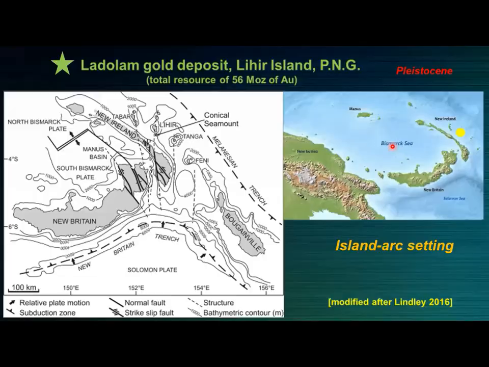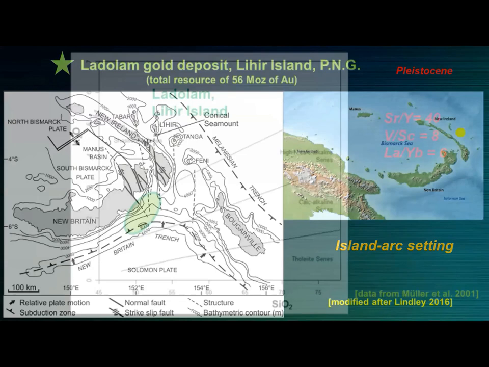And last but not least, I want to show you an example of potassic intrusions which host a really large epithermal gold deposit. And that is Lihir Island, which is a very tiny island just in the northeastern part of Papua New Guinea, which is basically this area, which consists of about 900 islands. And one of them is called Lihir. And in the center of one of the volcanoes which make up the island, there is a large deposit called Ladolam, with a total gold resource of about 56 million ounces, hosted by high potassic intrusions.